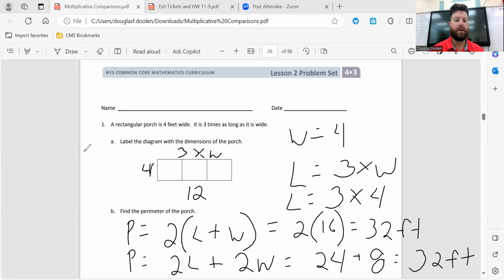Now, the important thing about these multiplicative comparisons is understanding how a formula works from the words, and how we fill it in with the information that we know. And again, it's a know, think, why, but it's in formula, it's algebra.